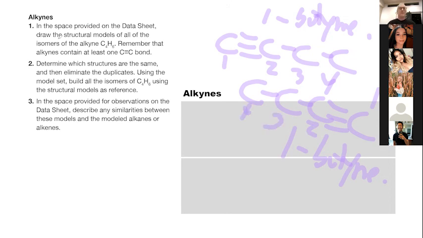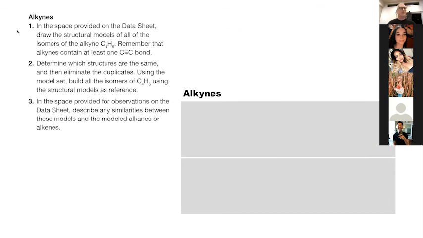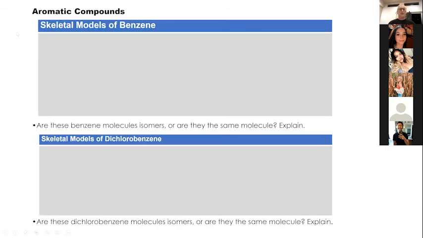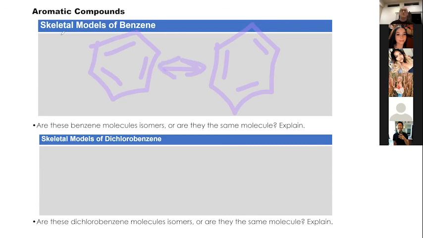All right. And then we're going to finish up with the benzene. Just ask for the skeletal models of benzene. So that basically is this, right? And the other one looks like this. So are these the same? Are those two structures isomers, or are they the same molecule?